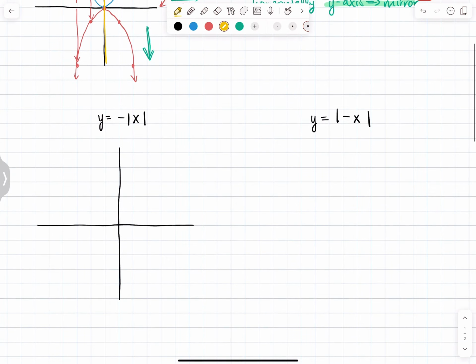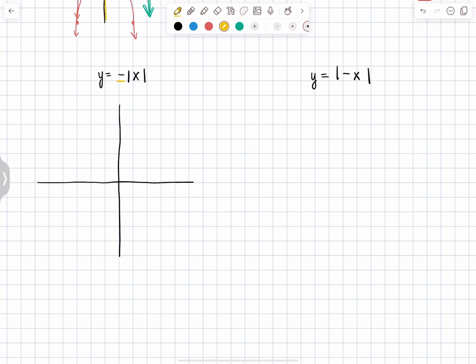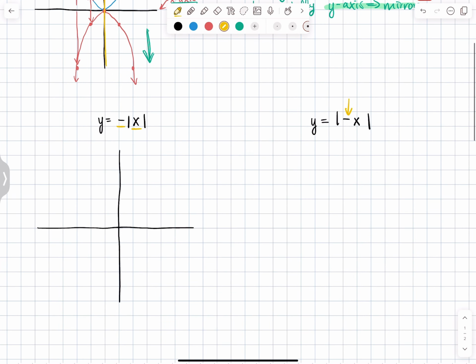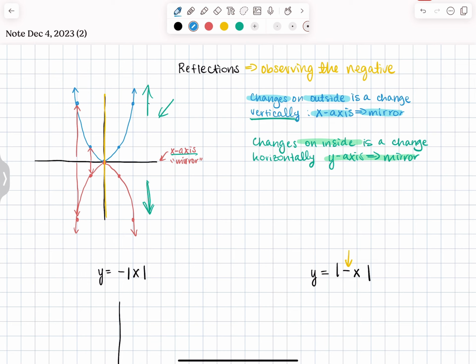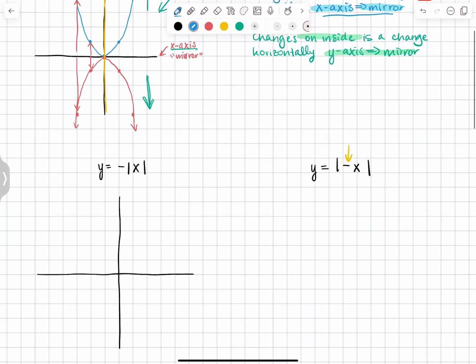Coming down here, you see that the negative is outside. It's not with the x. In this case, it is with the x. So whenever you use parentheses or absolute values or quadratics, this is outside, this is inside with the x. Going back to this example, here we see that it's outside, not with the x. So this is going to be a change that is vertical over the x-axis.